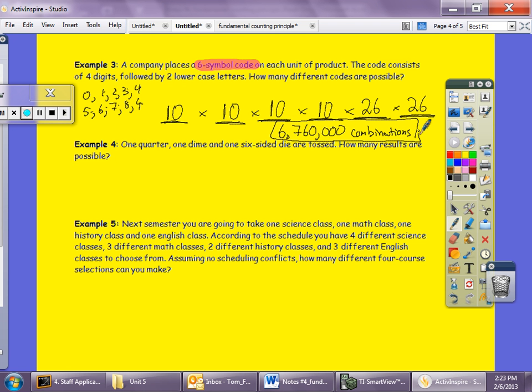Example 4. 1 quarter, 1 dime, and 1 6-sided die are tossed. How many results are possible? Well, we know that we have 1, 2, 3 different events. We have a quarter, a dime, and our die. Well, a quarter, it's either heads or tails. That's 2. A dime is either heads or tails. So that's 2. And a 6-sided die, well, that's 6 sides. 2 times 2 is 4. 4 times 6 is 24 different possibilities.